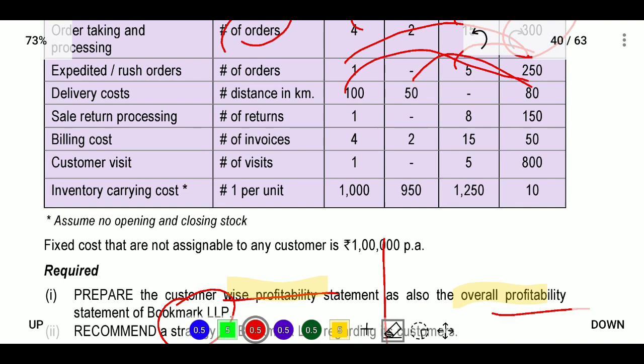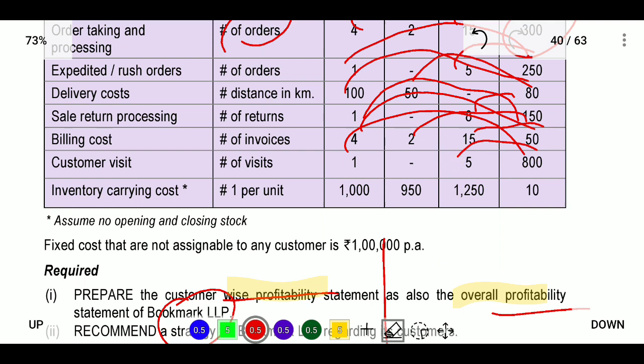Next, sales return processing. We have the sales returns provided above, and for that we incur a cost: 150 into 8, we will get the sales return processing cost. And the billing cost: 50 into 4, 50 into 2, 50 into 15, we get the billing cost. Next, customer visits: 800 into 1, 800 into 5, and we will get the cost.